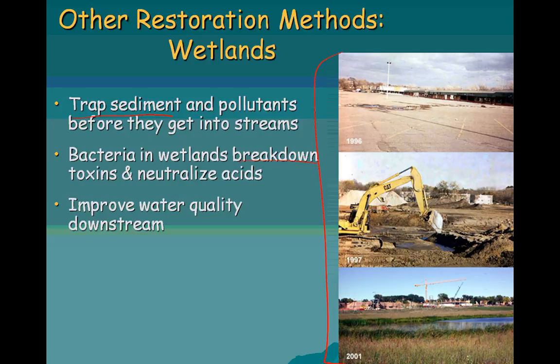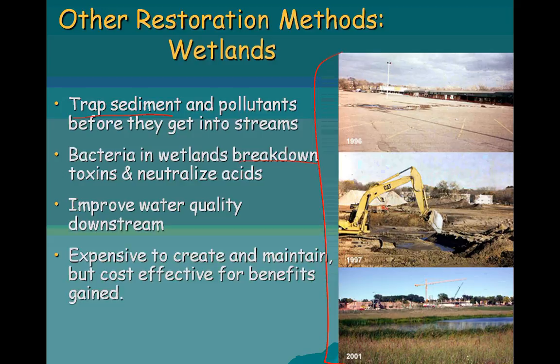Alright, so this is going to improve the water quality downstream, because again this wetland is acting like a sponge for trapping these materials as they leave the mining site. And this is expensive to create. This is a lot of work, but eventually, in the long run, it's cost effective.